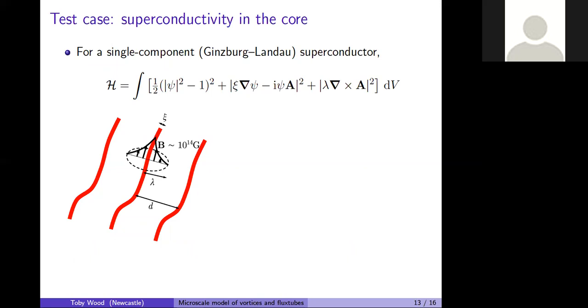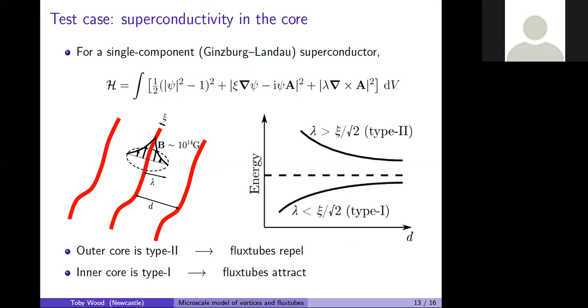So an obvious thing to look at is the nature of superconductivity. The simplest case of a superconductor is the Ginzburg-Landau model for a single component superconductor. There are two length scales that come in: the size of a flux tube core, psi, and the size of the magnetic skirt around it, lambda. Whether you get type 1 or type 2 superconductivity depends on which of those length scales is longer. Type 2 is where the flux tubes are mutually repulsive, so they're dynamically stable. Type 1 is where they're mutually attractive, so they tend to coalesce into patches of magnetic flux.